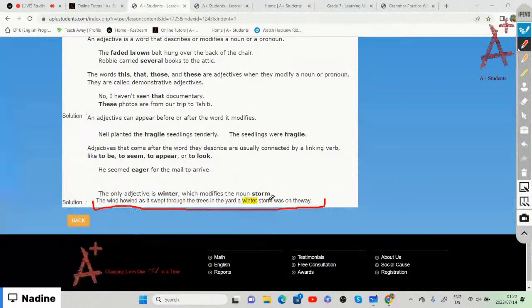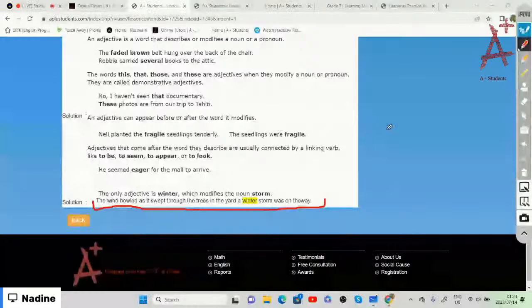So as much as winter is a season that is basically on its own, now we are describing the type of storm. We say it's a winter storm. Usually in winter it's maybe raining or snowing, depending on the type of weather. It is very cold. So that is how we are describing the storm. A winter storm was on the way. So winter is the adjective that tells us about, modifies or describes the noun, which is storm.